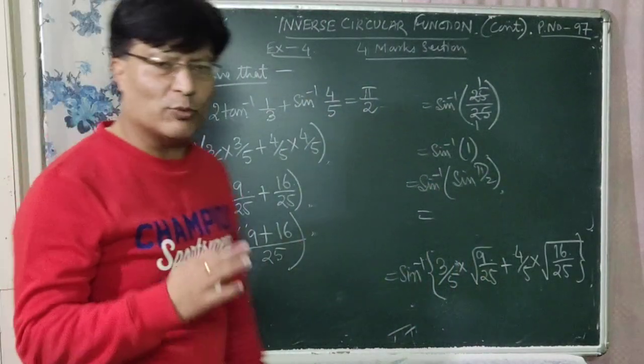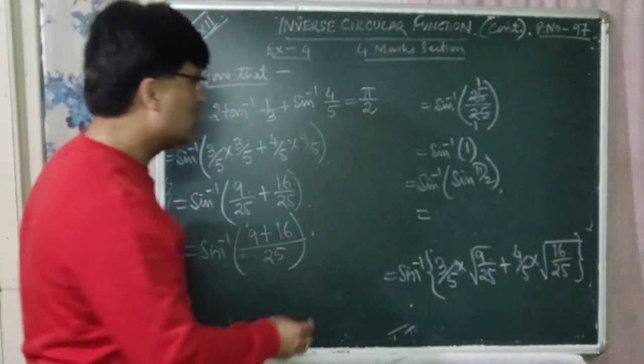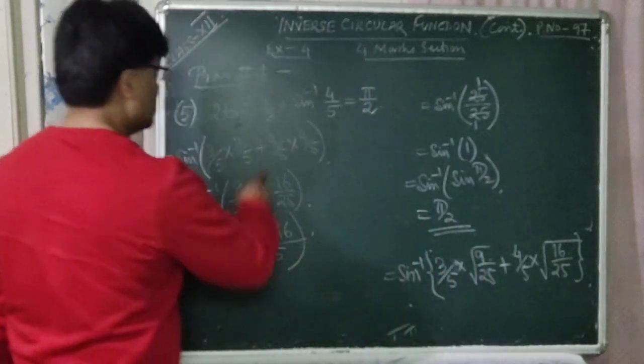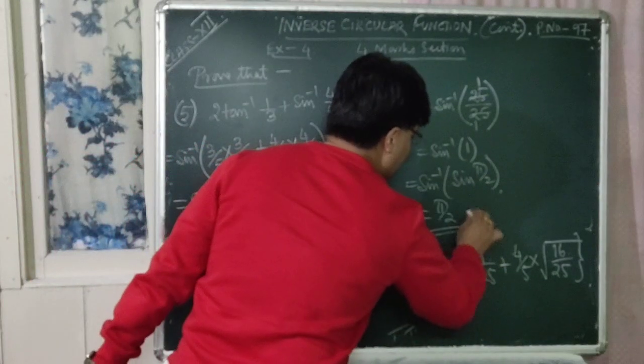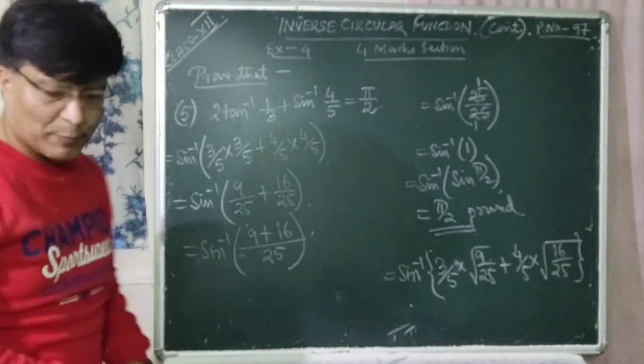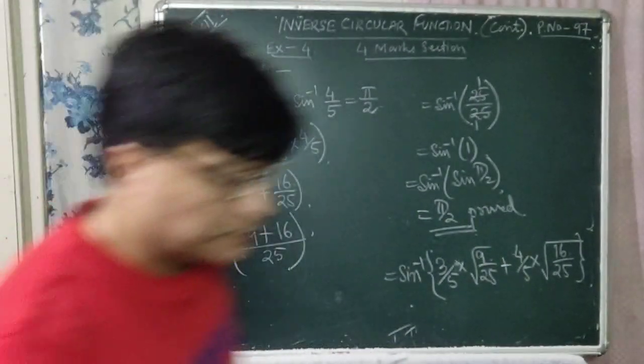You know the formula, isn't it? What is sine inverse sine x? That is x. So what is sine inverse sine pi by 2? It is pi by 2. So which is equal to right hand side. So it is also proved. Understood? So we can copy it. We'll do the next question now.